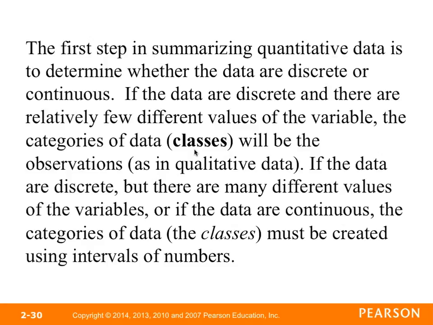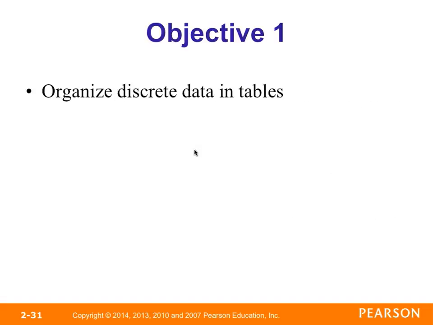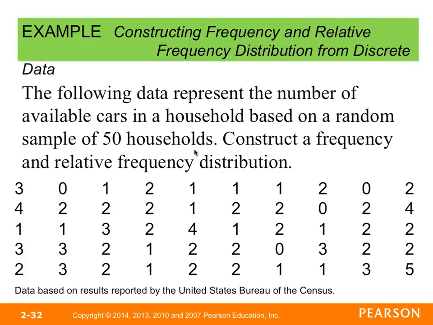But if the data is discrete and there are many different values, or if the data is continuous, meaning that, again, there are many different values, we have to create classes out of our data using intervals of numbers. So let's organize discrete data in tables first. So the following data represents the number of available cars in a household based on a random sample of 50 households. We want to construct a frequency and relative frequency distribution.